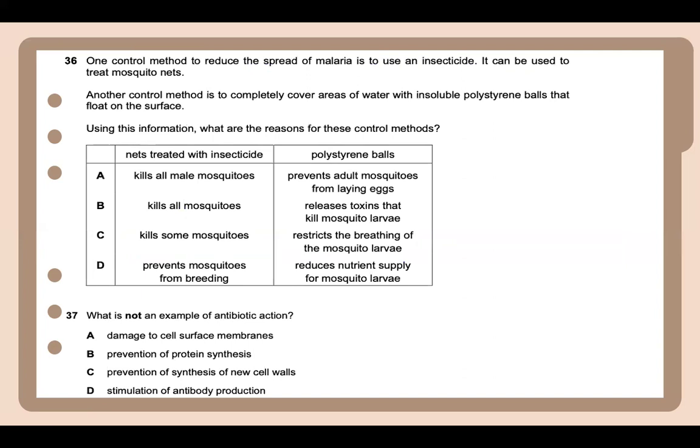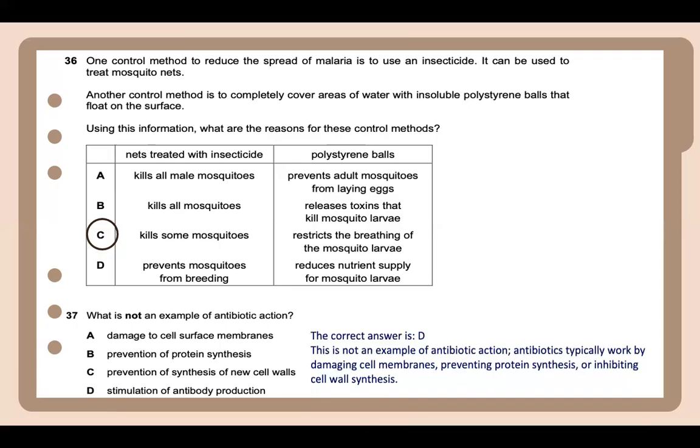One control method to reduce the spread of malaria is to use insecticide. It can be used to treat mosquito nets. Another control method is to completely cover areas of water with insoluble polystyrene balls that float on the surface. Using this information, the reasons for these control methods are that nets treated with insecticide will kill some mosquitoes, and the polystyrene balls restrict the breathing of the mosquito larvae.